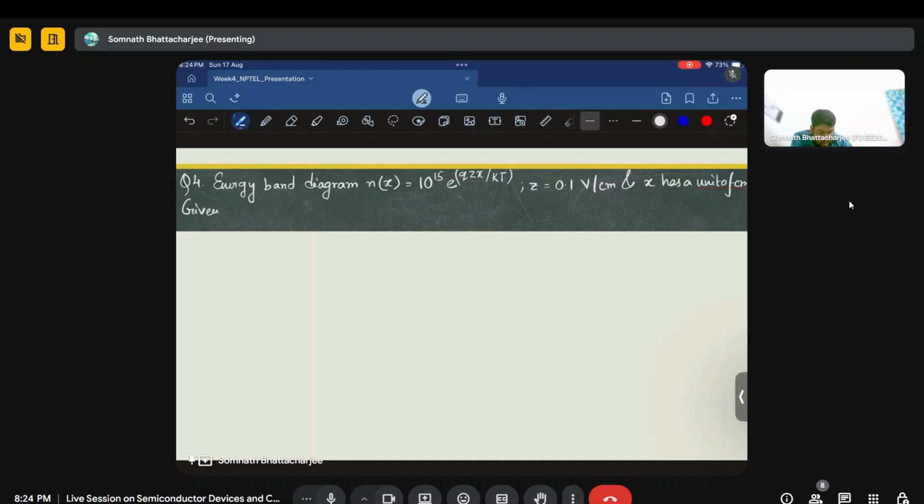If we have kT by q equal to 0.026 volts and the value of Dn as 36 centimeters squared per second, then what is the electron current density at the value when x equals 0? And the plot given is like this.